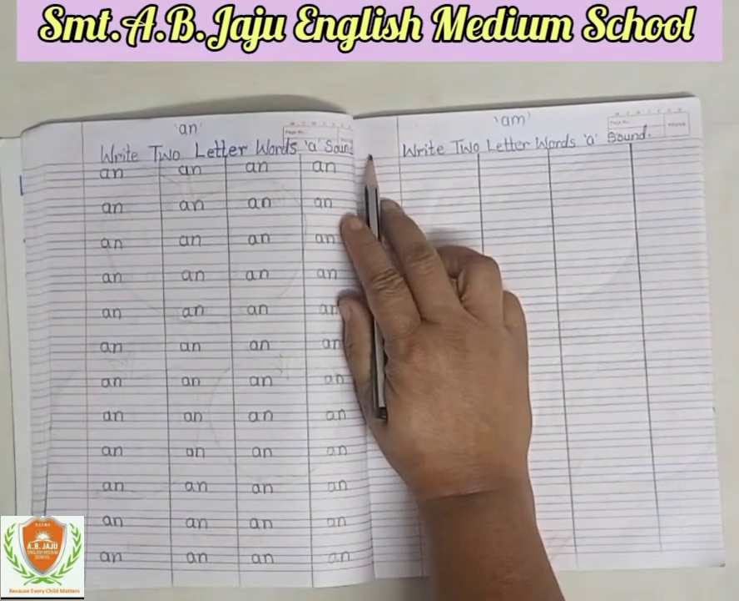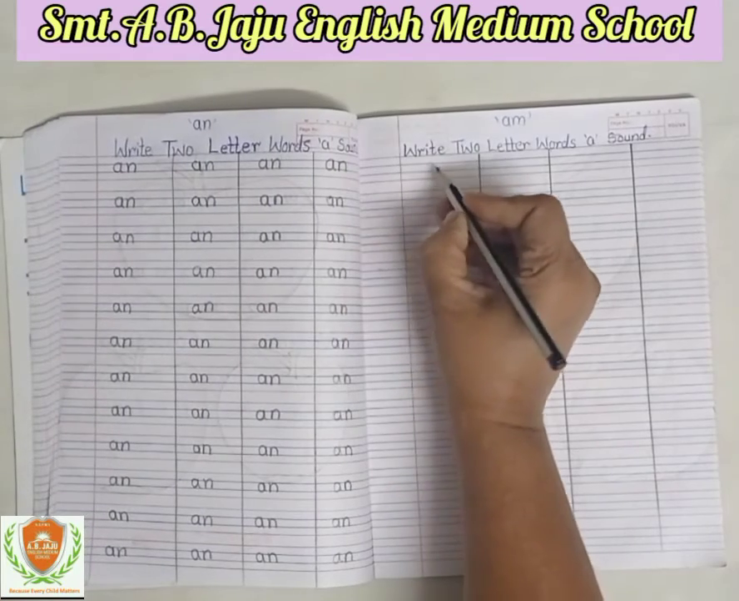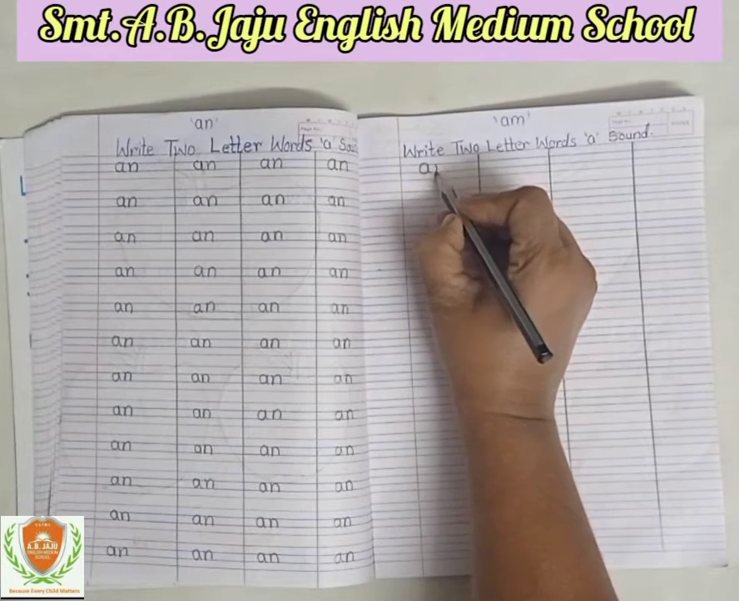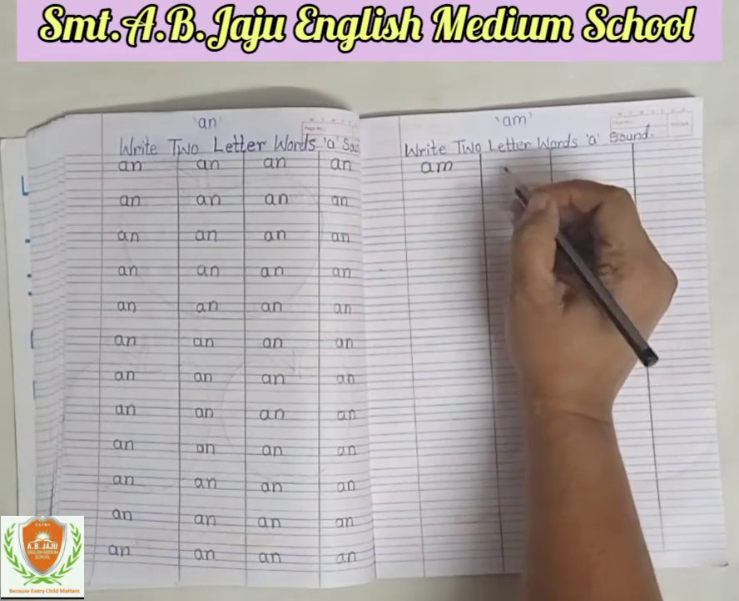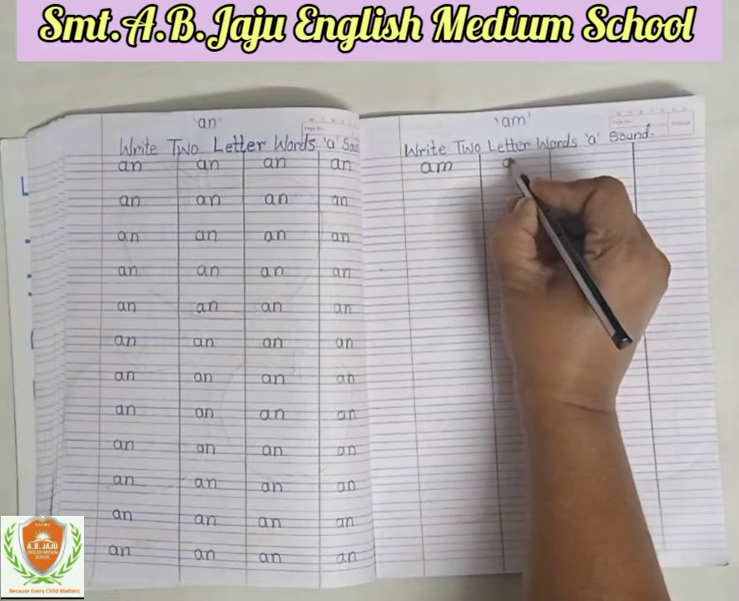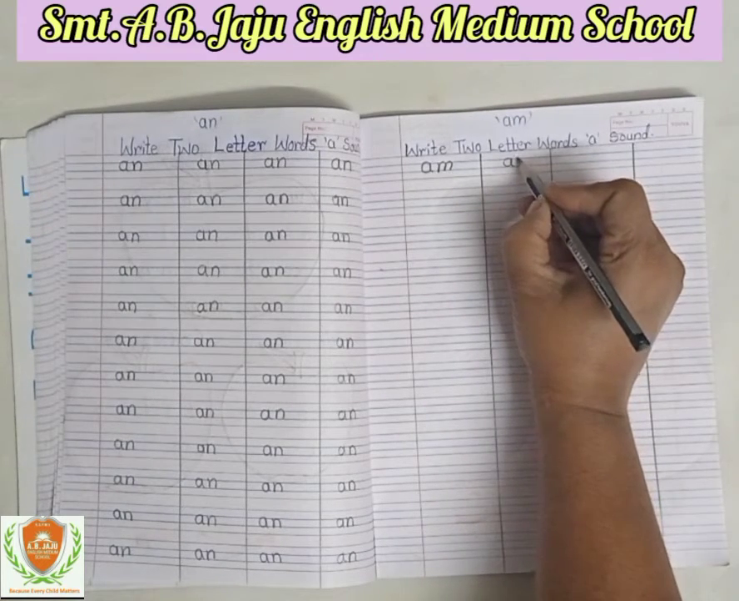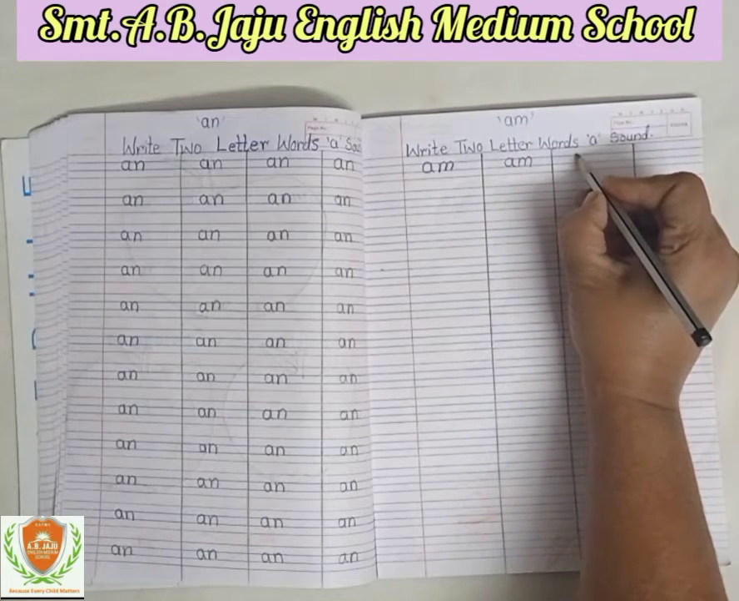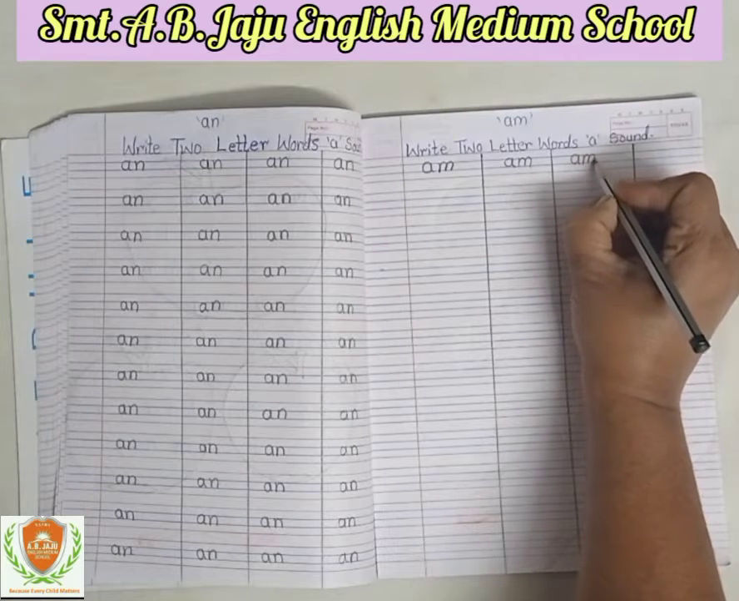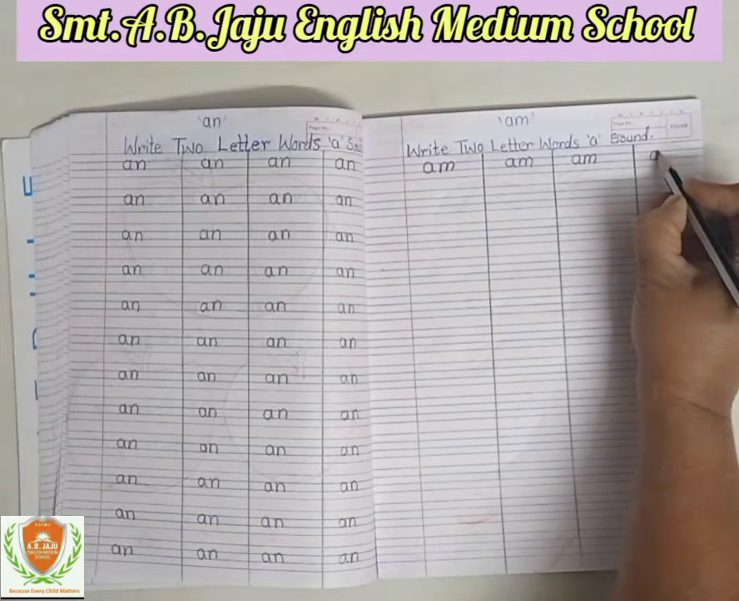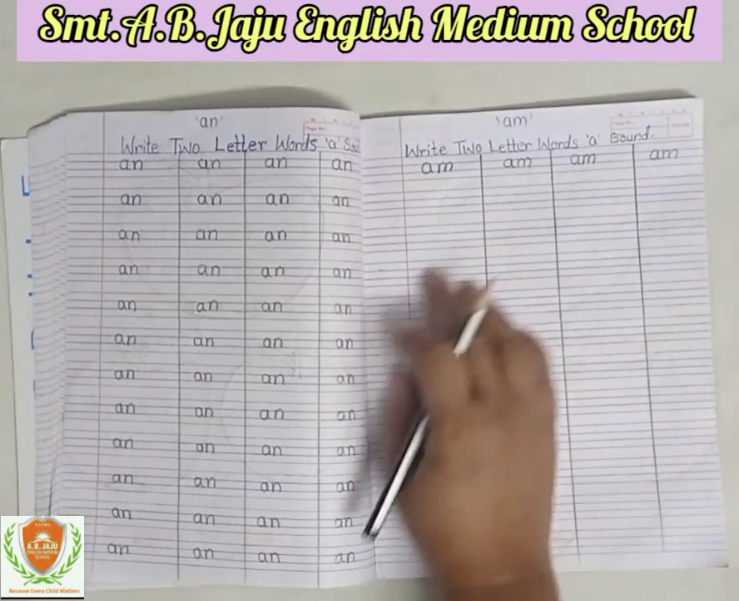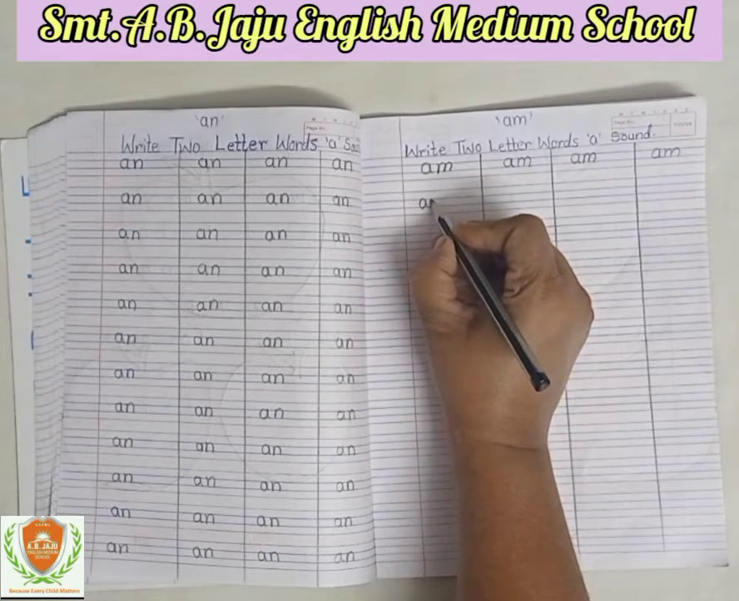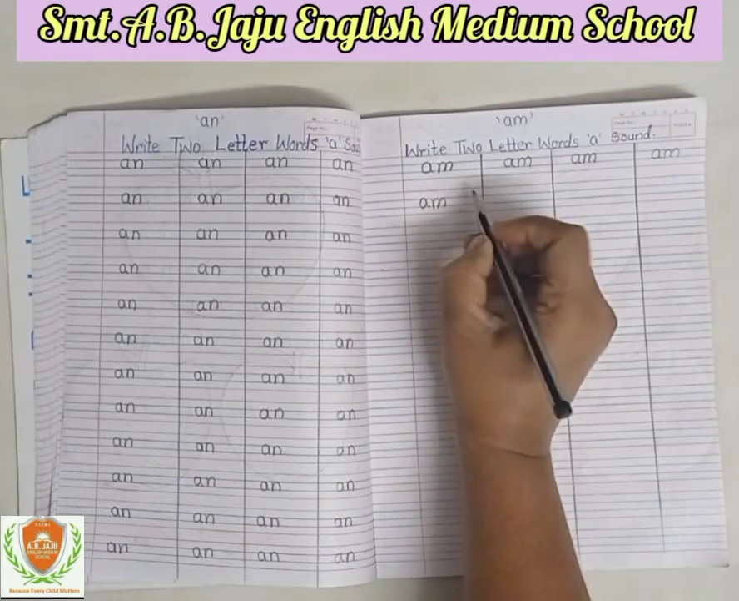Okay, so write down in the corner today's date, and write here A, then write M, AM. Again, the sound of A is A. This is a long sound. The sound of M is M. This is also the long sound of M. A, M, AM.